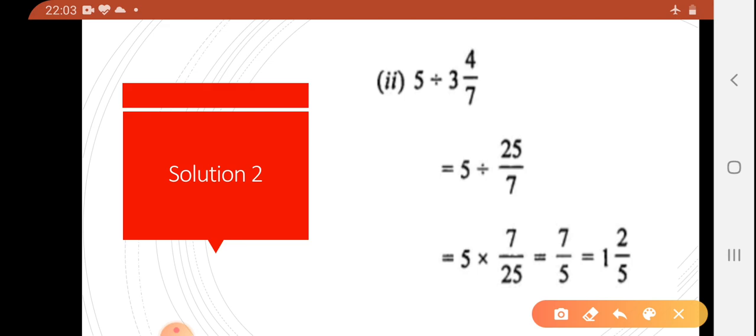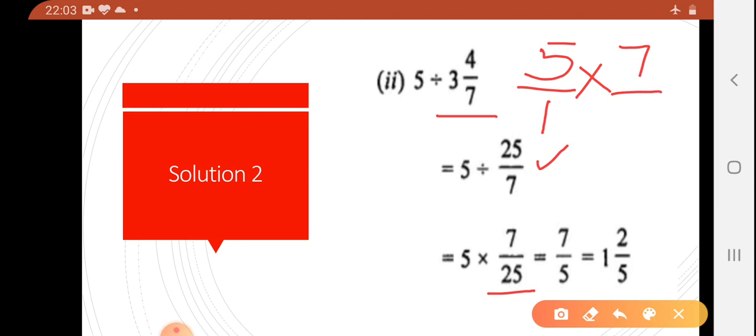First step is that 3 sevens are 21. 21 plus 4, 25 upon 7. Now 5 divided by 25 upon 7. Now in the divide rule we know that for the next fraction, the sign is changed and the fraction is reciprocated. So 5 multiplied by 25 upon 7 will be 7 upon 25. Now we can write it as 5 upon 1 into 7 upon 25.